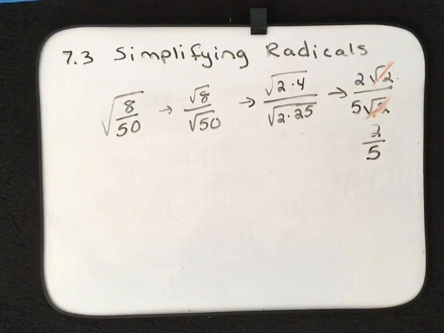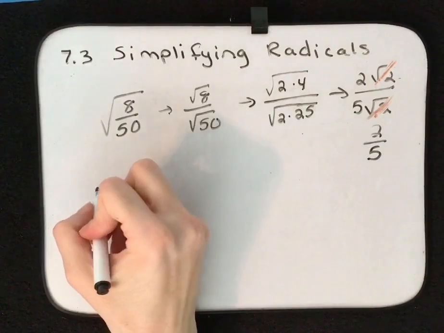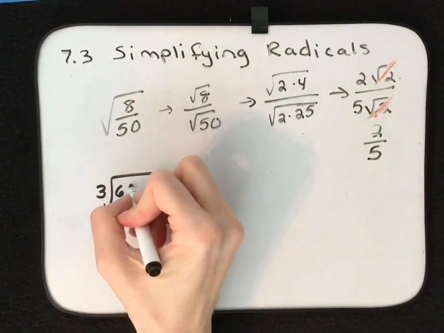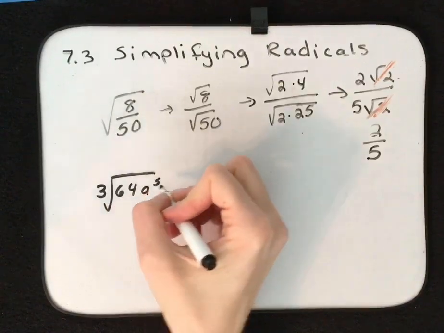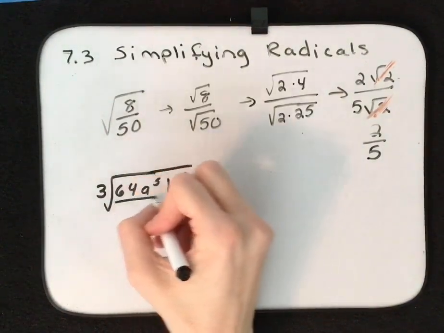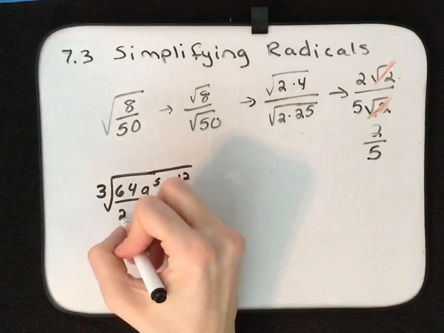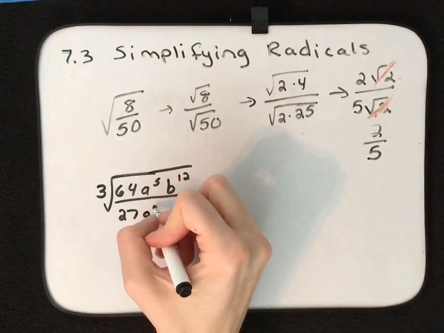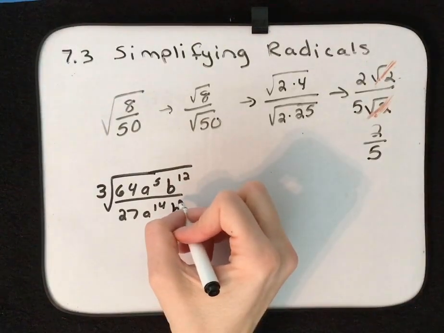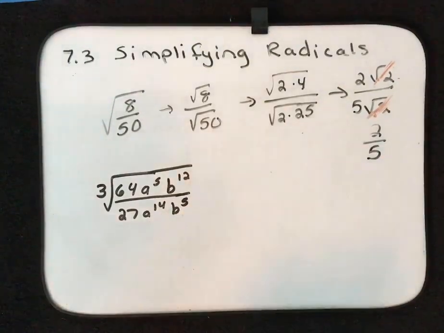Let's try again. Say we have the cube root of 64, a to the 5th, b to the 12th, all over 27, a to the 14, b to the 5th. Couple ways to go about this.